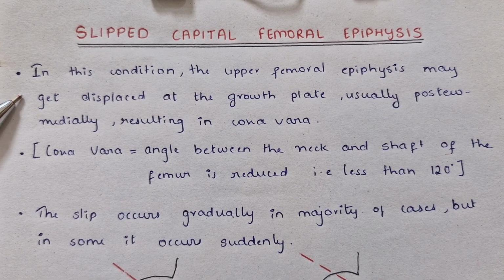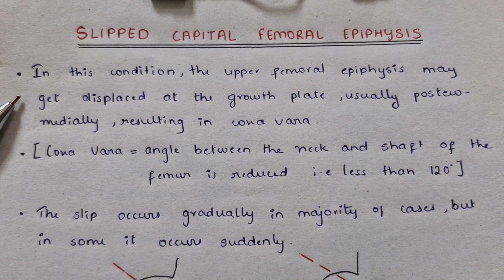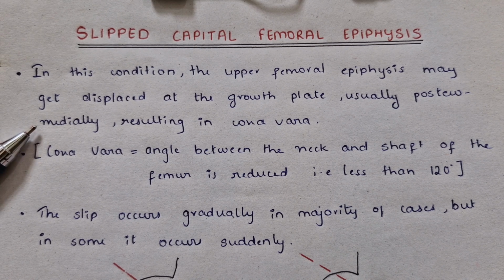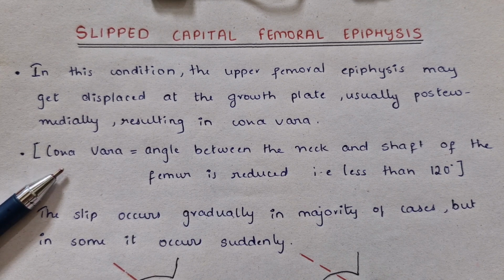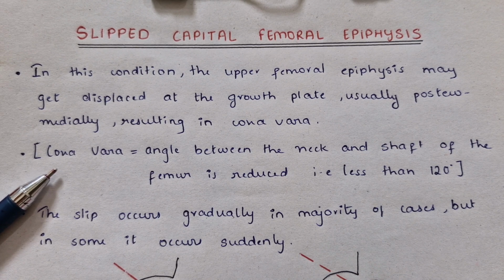Slipped capital femoral epiphysis. This is a condition where the upper femoral epiphysis may get displaced at the growth plate, usually posteromedially, resulting in coxa vara. Coxa vara is when the angle between the neck and the shaft of the femur is reduced, that is, when the neck shaft angle is less than 120 degrees.